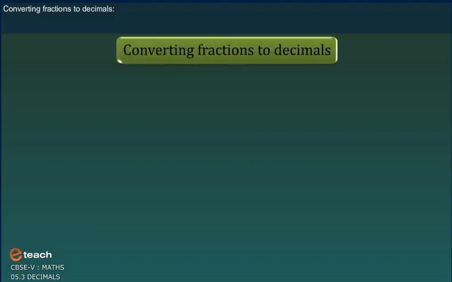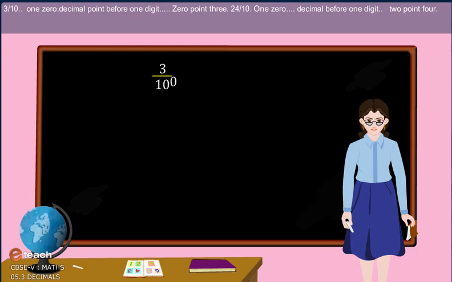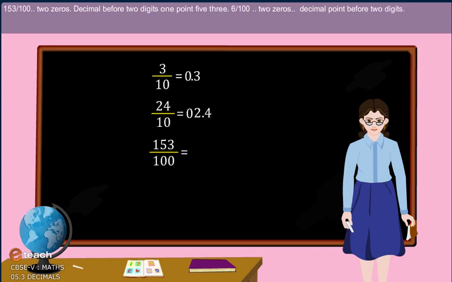Converting fractions to decimals. 3 by 10: 1 zero, decimal point before one digit, 0.3. 24 by 10: 1 zero, decimal before one digit, 2.4. 153 by 100: 2 zeros, decimal before 2 digits, 1.53. 6 by 100: 2 zeros, decimal point before 2 digits.